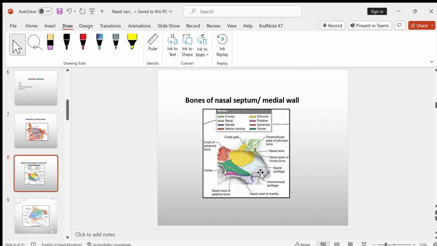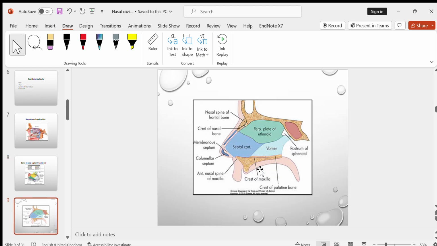So the nasal septum or the medial wall of the nasal cavity is formed mainly by the ethmoid, sphenoid, and vomer, and partly by the palatine bone and the maxilla. The cartilage involved here is the septal cartilage. Here again, we can see that the bones involved are the ethmoid, the vomer, and the sphenoid, and the cartilage is the septal cartilage.